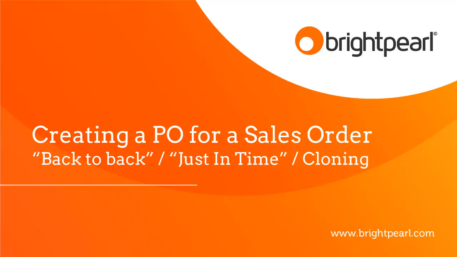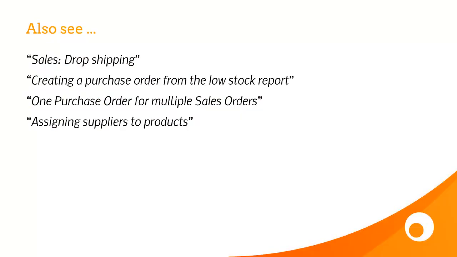What I'm going to show you in this video is how to create a purchase order directly for a sales order. This is sometimes called back-to-back purchasing, just-in-time purchasing, or cloning the sale. It's important to mention that this process is for purchase orders that are being delivered to your own warehouse.